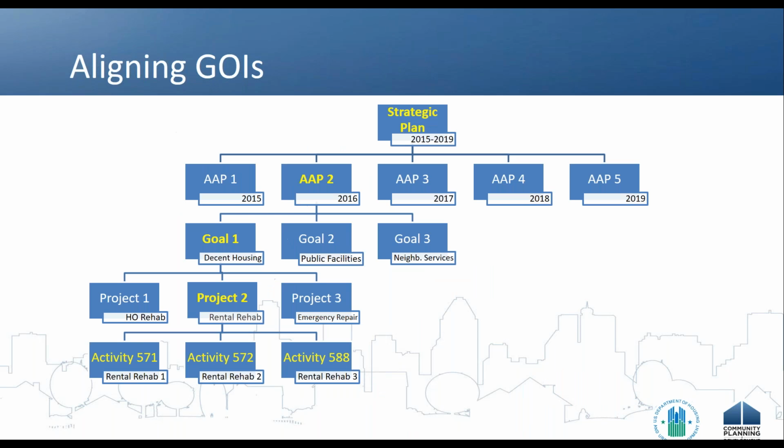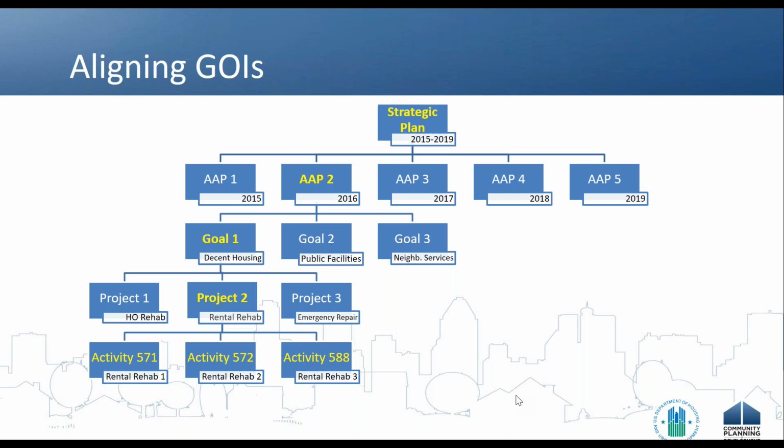Looking at this flow chart, we'll come back to this chart of aligning our goal outcome indicators. At the top, the strategic plan is where we had our 350 units indicated that we would accomplish within that strategic plan goal. In our annual plan, that goal number one again indicated 70 units of rental rehab that we would complete during the year.